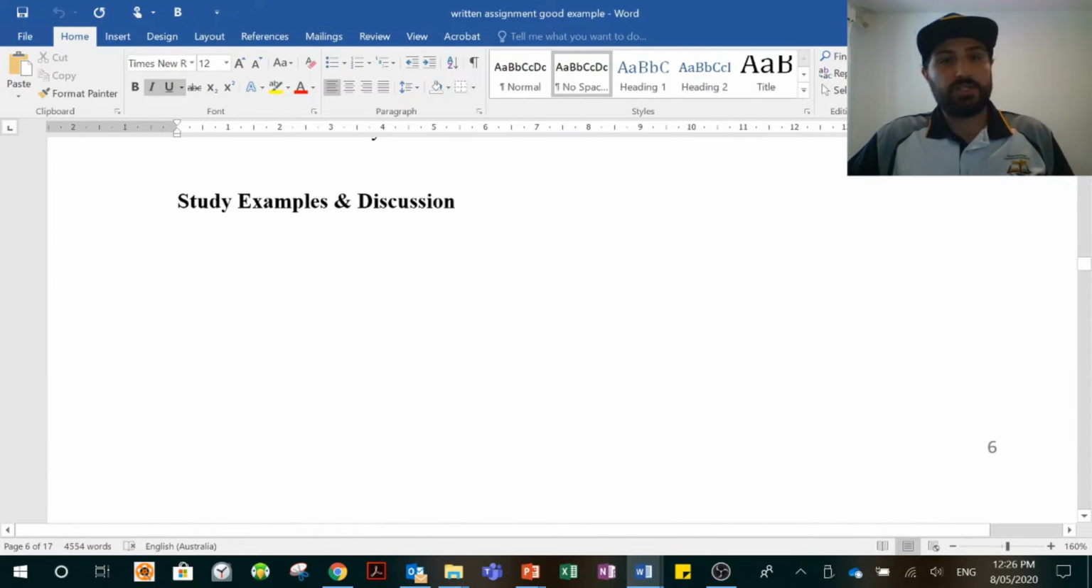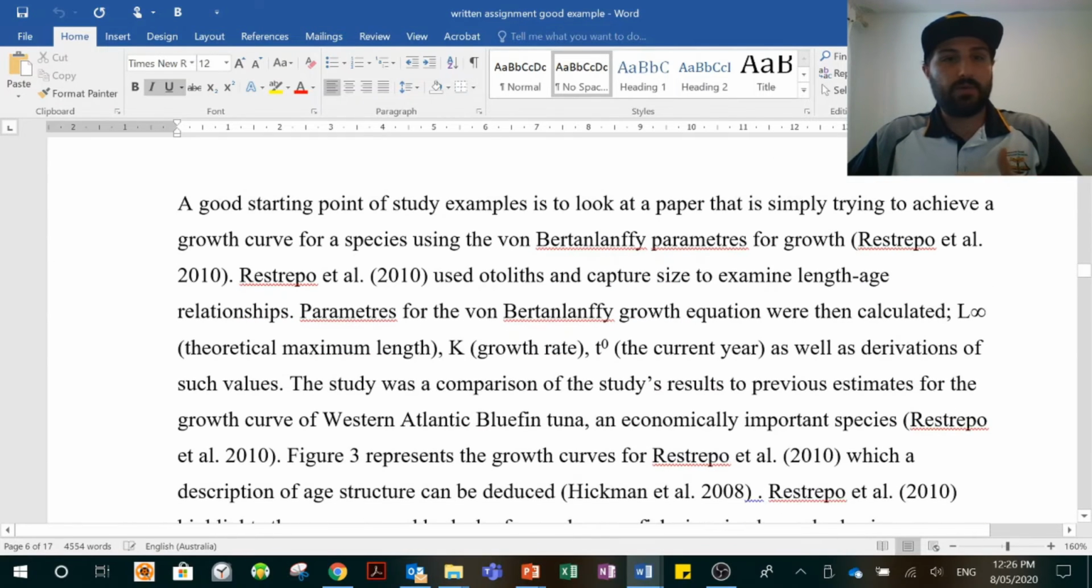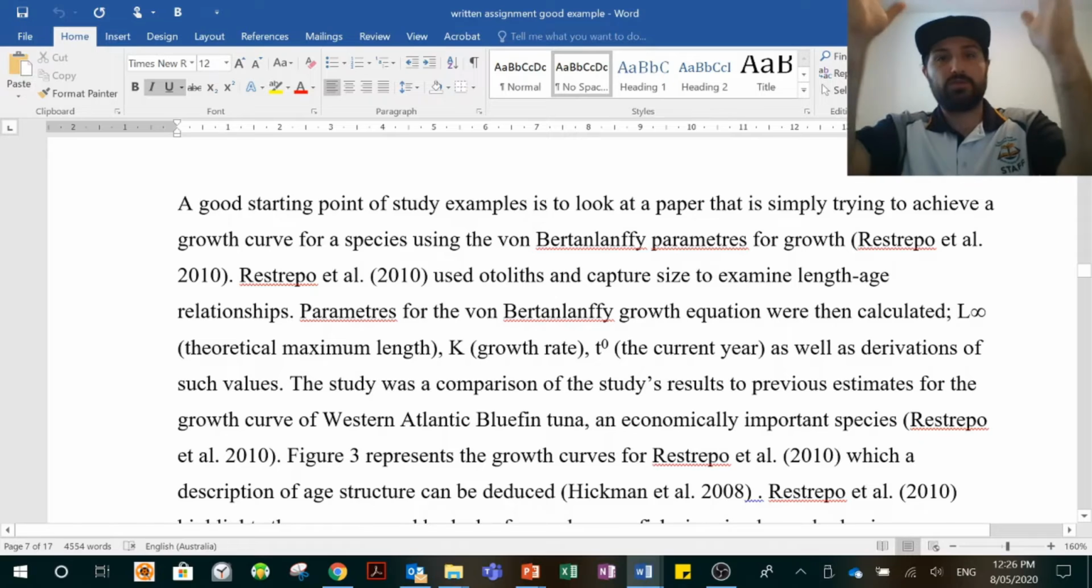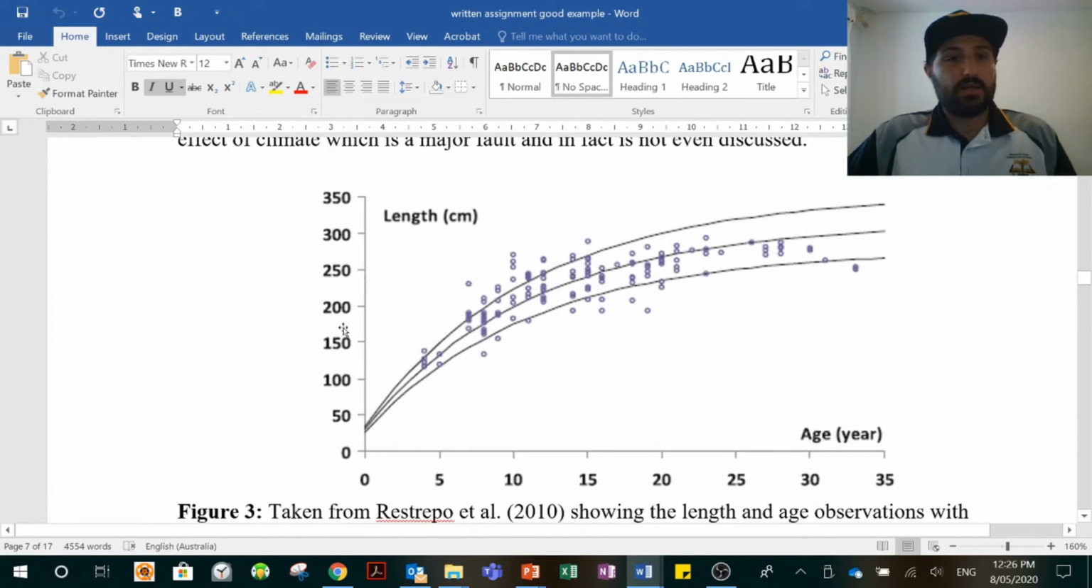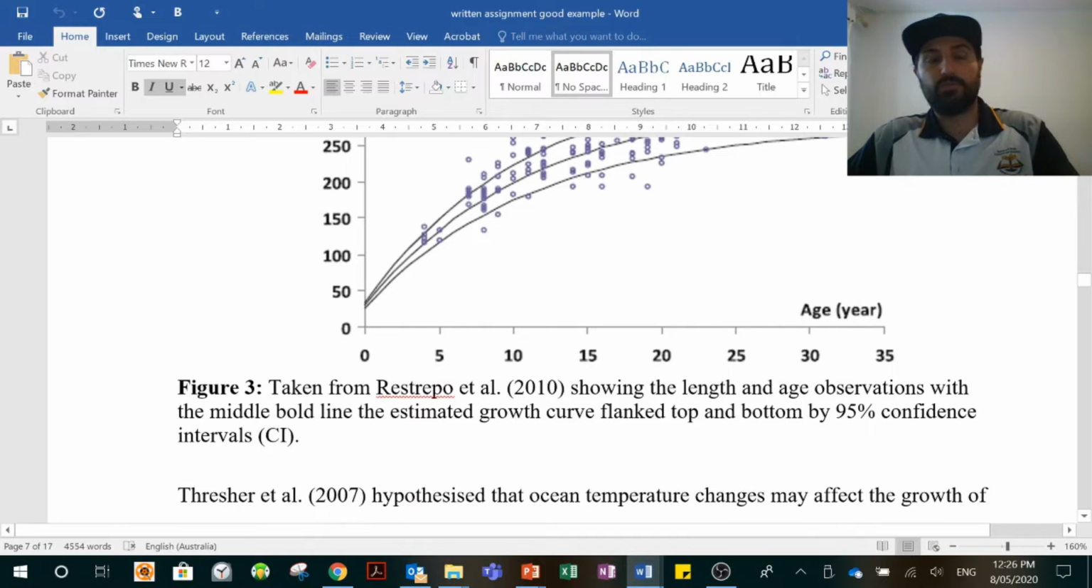And then you go to study examples and discussion. And what a good starting point of the study examples is to look at a paper that is simply trying to achieve a growth curve for a species using the parameters for growth. Again, very broad things that we've focused on from the top, and now we're trying to narrow it down. Stuff that's useful, stuff that actually has a relationship here taken from different places.